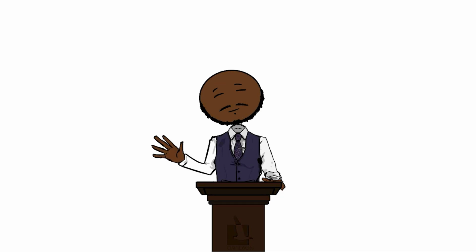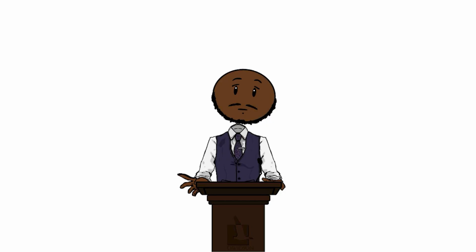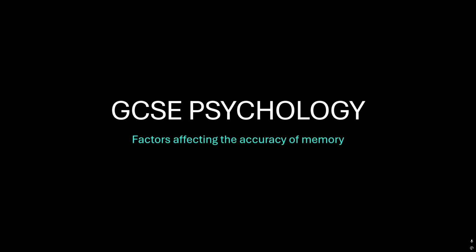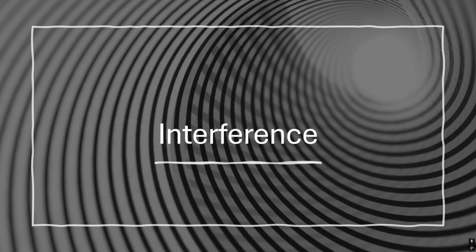What's going on, guys? And to finalize our GCSE Psychology memory section, we're going to be looking at the factors affecting the accuracy of memory, namely context, interference, and false memories. So starting off, let's look at interference.